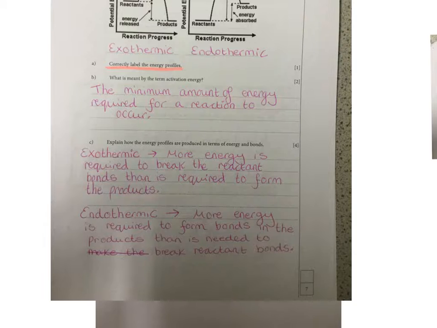Moving down, then it asks you for 4 marks, nice 4 marks. Explain how the energy profiles are produced in terms of energy and bonds. So exothermic, more energy is released forming the product bonds than is required to break the reactant bonds. Endothermic, then the other way around, more energy is required to break the bonds in the reactants than is released when forming the bonds in the products.